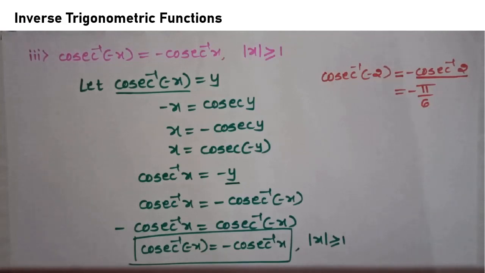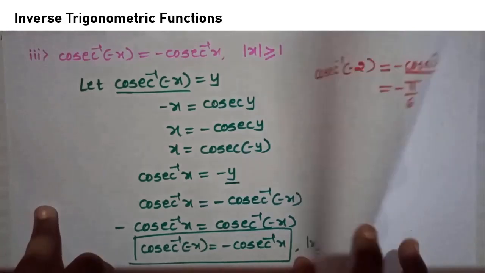So we have proved these three properties. The first property is sin inverse of minus x is minus sin inverse x. The second property, tan inverse of minus x is minus tan inverse x. And the third property, cosec inverse of minus x is minus cosec inverse x. Hope you understand these properties. Let me take another set of properties.